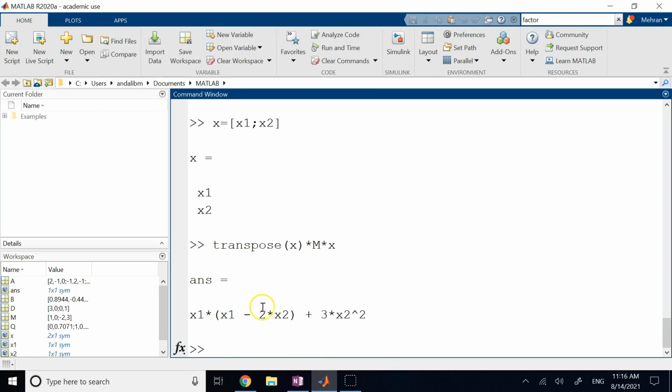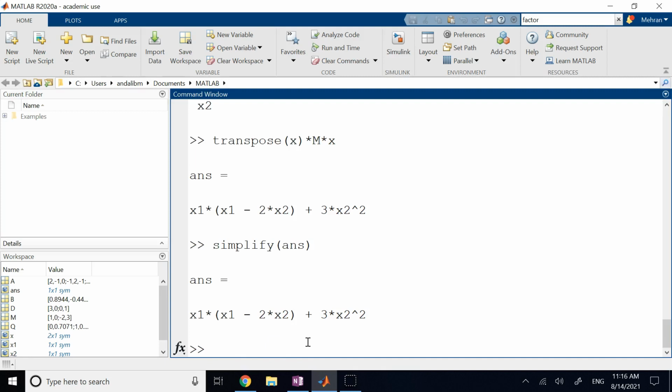This is the result, x1 squared minus 2x1 x2 plus 3x2 squared. And if I say simplify the answer, it didn't really do much of simplification, but if you want to do it yourself, you basically use 1 x2 squared from here and add it to this, so it's going to be (x1 minus x2) squared, and then it's going to be plus 2x2 squared.